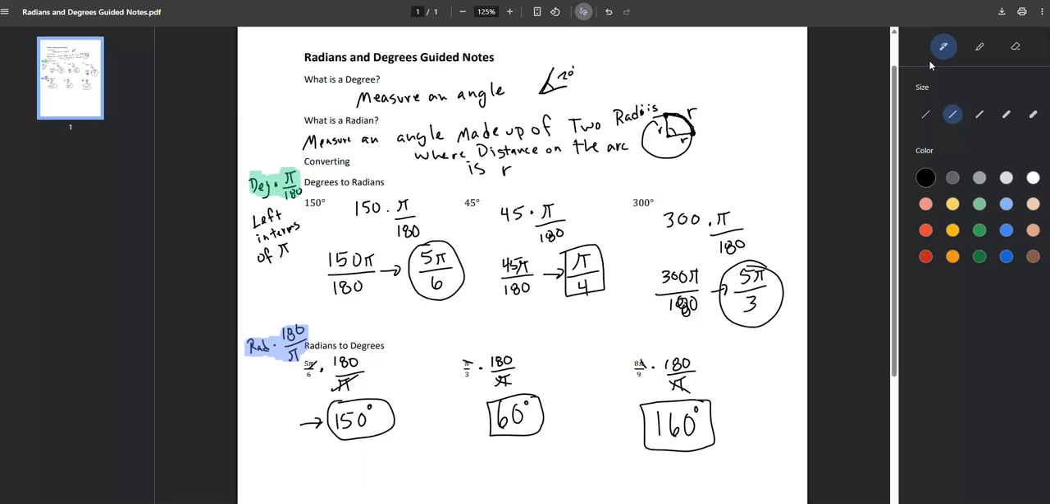Okay? And again, it's just another way to measure an angle. You've got your degrees and you've got radians. Radians are just a little bit more precise and mathematical. And we're going to use those to find different features on a circle as well.